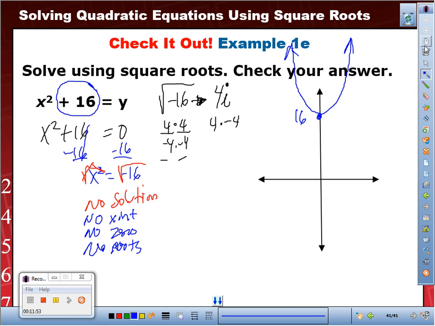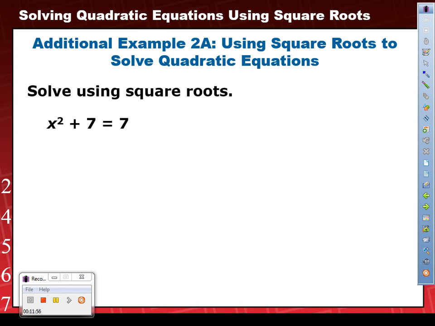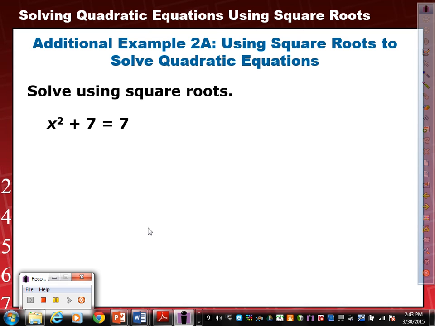Copy this next one, please. Here we go, example 2A. Copy that? Example 2A, solve using square roots: x squared plus 7 equals 7. Do that one by yourself, please. 30 seconds, go.